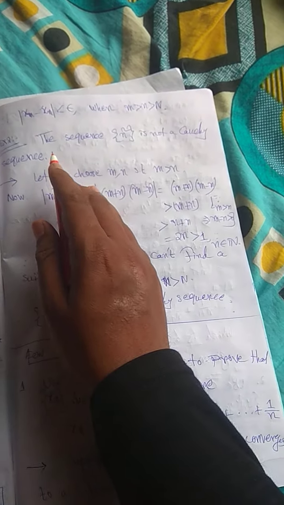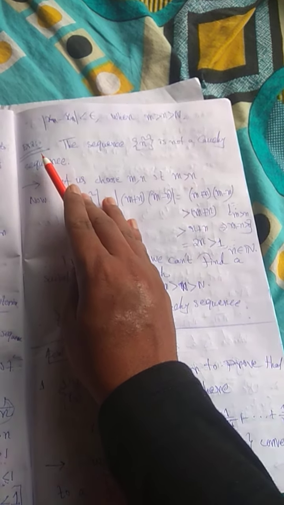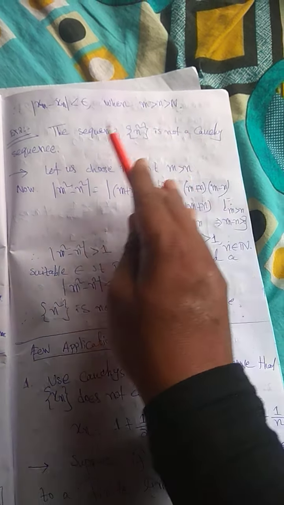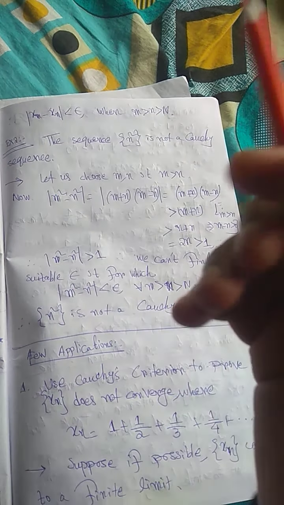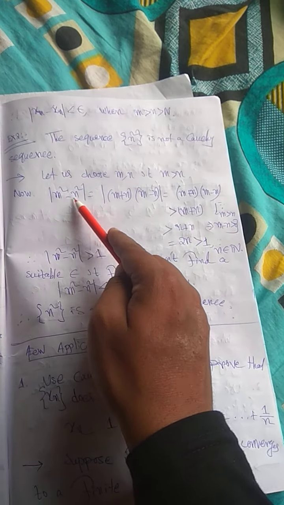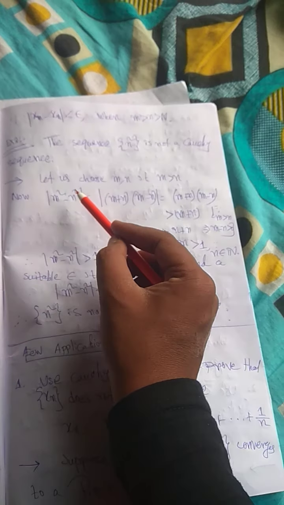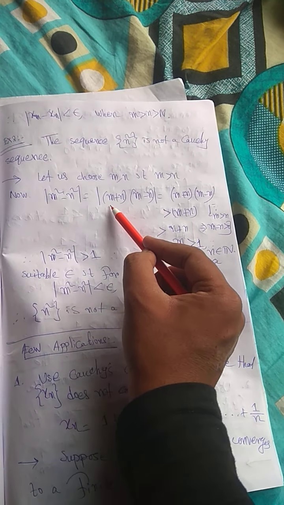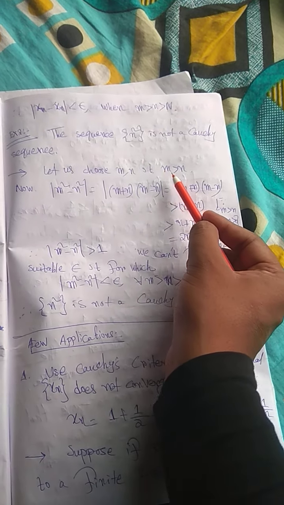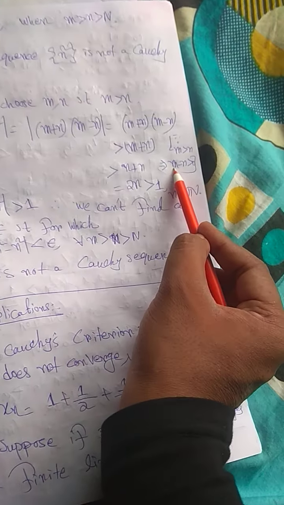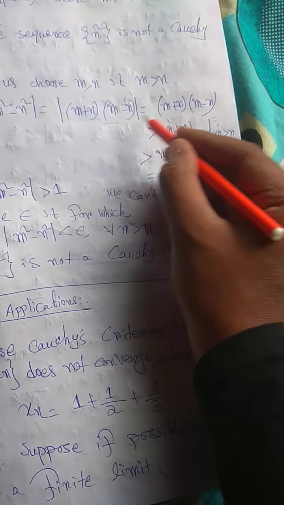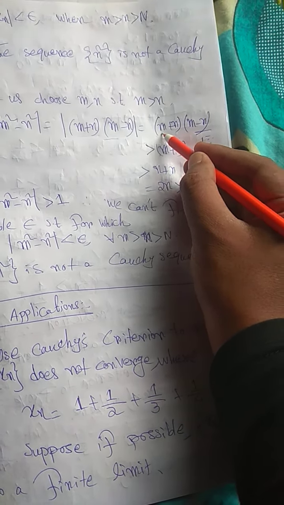Now, example 2. This example gives you the negative answer. The sequence n square is not a Cauchy sequence. For that, again you choose m greater than n. Then xm minus xn will be m square minus n square. And m square minus n square is (m plus n) into (m minus n). Again, as you know, m greater than n means their difference is positive. This quantity is already positive because both are natural numbers.